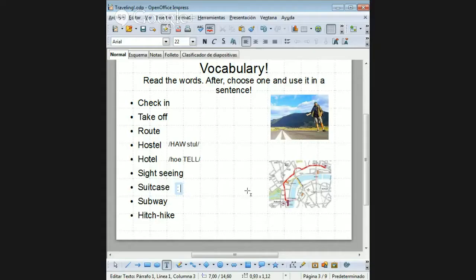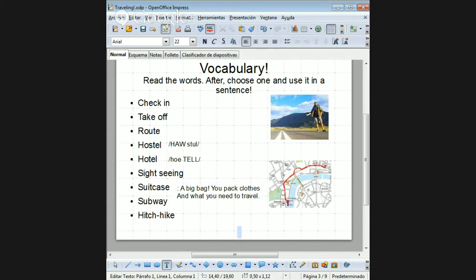Okay. Can anybody tell us what a suitcase is? It's a big bag, we can say so, no? Yeah, okay. It's a big bag. What do you put in the suitcase? Clothes and what I need for a travel. Yeah, so you pack clothes and what you need to travel. Perfect. That's awesome.